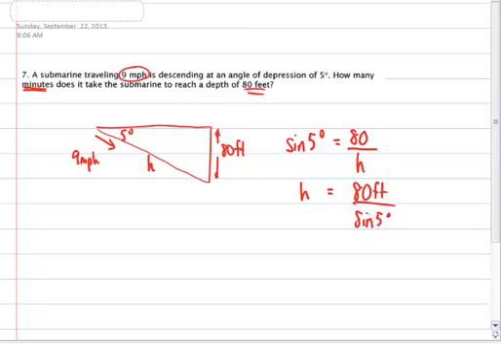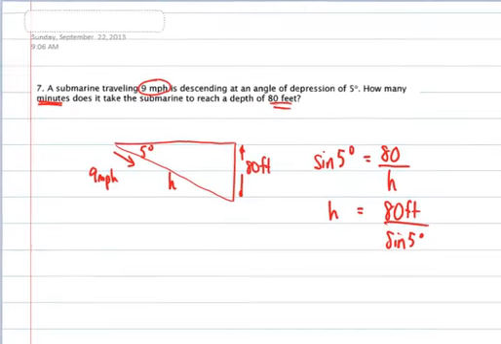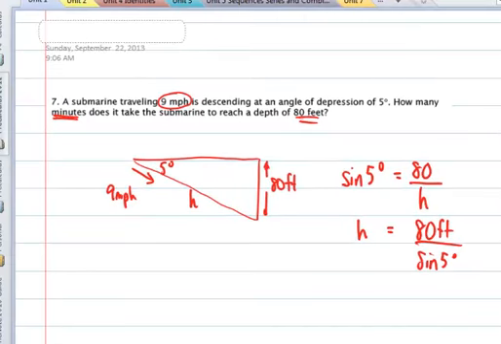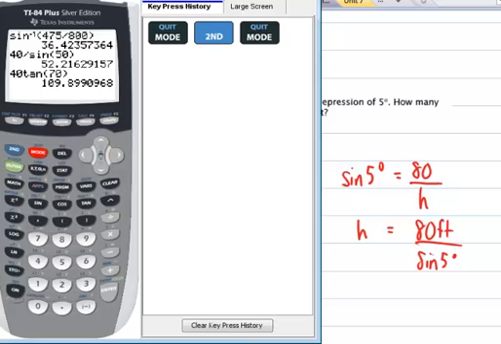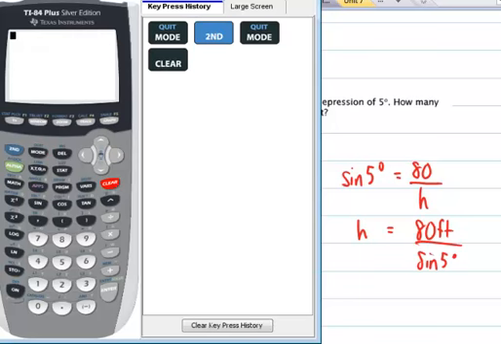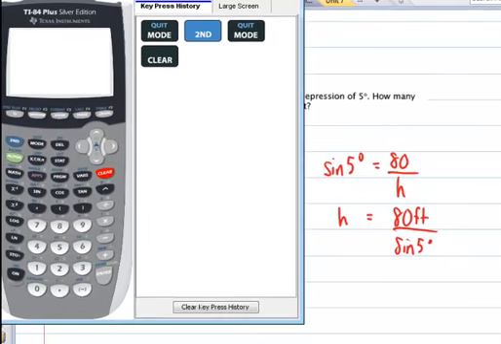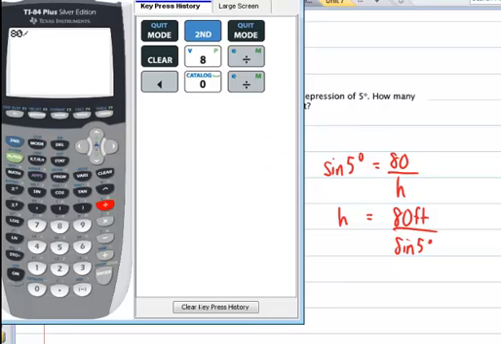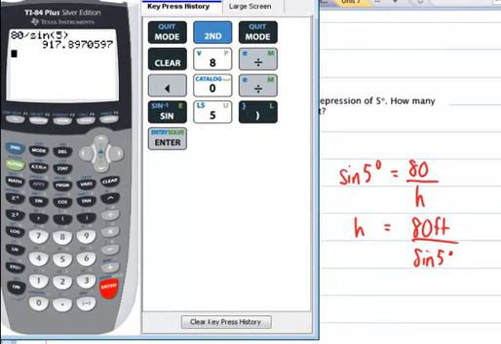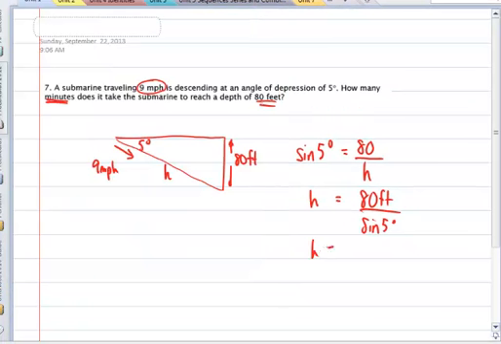Now I'm just going to get out my calculator and compute the sine of 5 degrees and divide that into 80. So I turn the calculator on, and I'm going to do 80 divided by the sine of 5, and the mode of the calculator is in degrees, so here we get 917 feet.